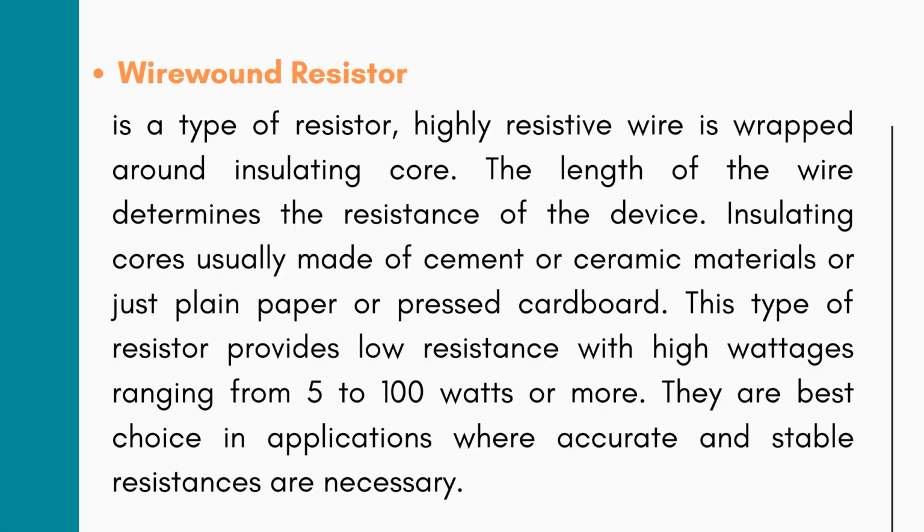D. Wirewound resistor is a type of resistor in which highly resistive wire is wrapped around an insulating core. The length of the wire determines the resistance of the device. Insulating cores are usually made of cement or ceramic materials or just plain paper or pressed cardboard. This type of resistor provides low resistance with high wattages ranging from 5 to 100 watts or more. They are the best choice in applications where accurate and stable resistances are necessary.